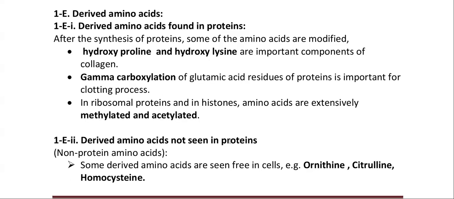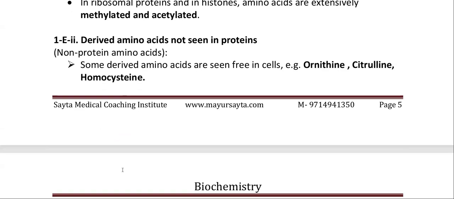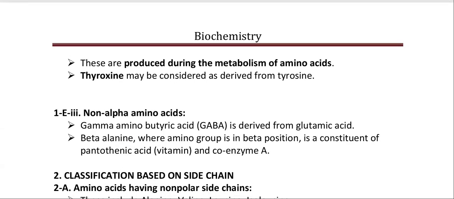Derived amino acids not seen in proteins. These are non-protein amino acids; some derived amino acids are seen free in cells, that is ornithine, citrulline, homocysteine. These are produced during the metabolism of amino acids. Thyroxine may be considered as derived from tyrosine.